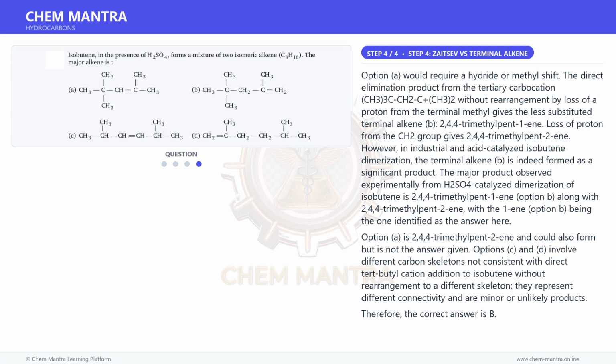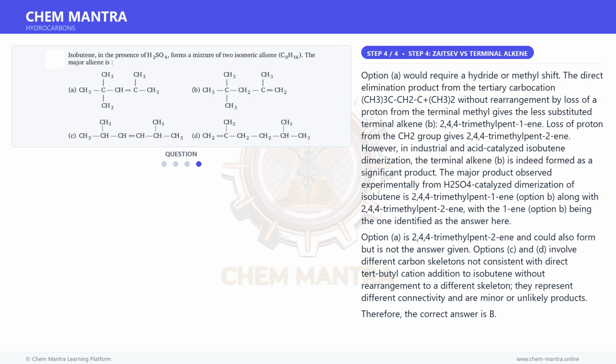However, in industrial and acid-catalyzed isobutene dimerization, the terminal alkene B is indeed formed as a significant product. The major product observed experimentally from H2SO4-catalyzed dimerization of isobutene is 2,4,4-trimethylpent-1-ene, option B, along with 2,4,4-trimethylpent-2-ene, with the 1-ene, option B, being the one identified as the answer here. Option A is 2,4,4-trimethylpent-2-ene and could also form but is not the answer given.